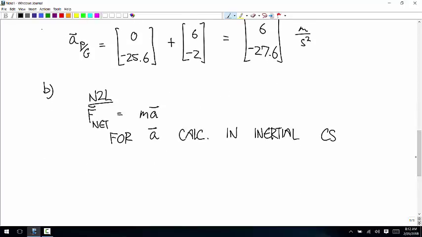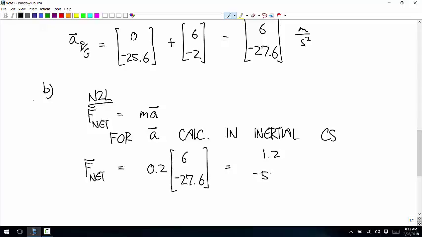Okay, so F net is equal to 0.2 times 6, negative 27.6. That's 1.2 and negative 55.2 newtons.